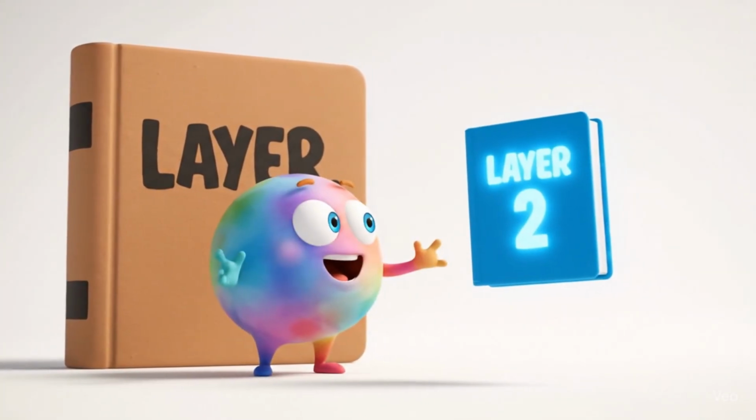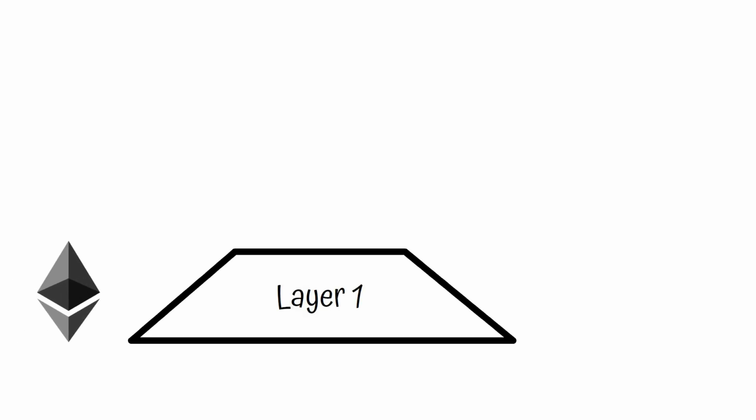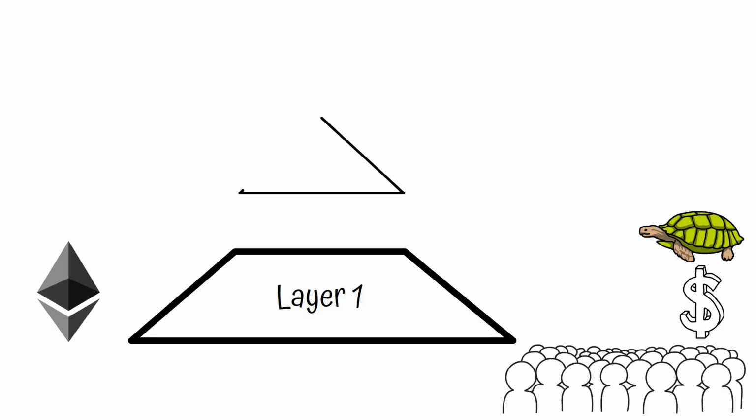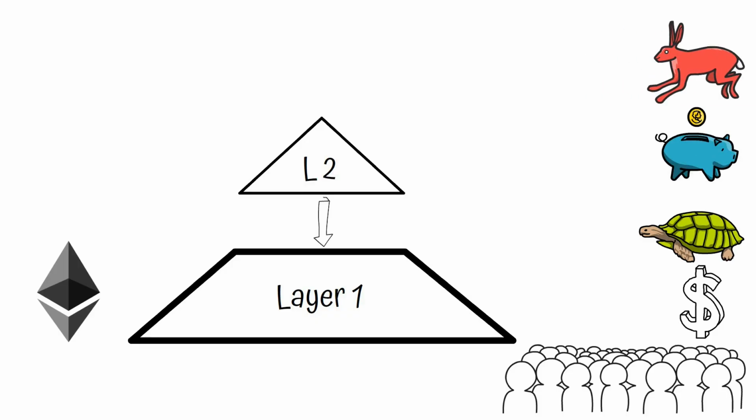Finally, let's wrap up with Layer 2 solutions. Ethereum is amazing, but it gets slow and expensive when everyone's using it. Layer 2s are separate chains built on top of Ethereum to process transactions faster and cheaper, then settle the results back on Ethereum mainnet. Popular names include Arbitrum and Optimism.